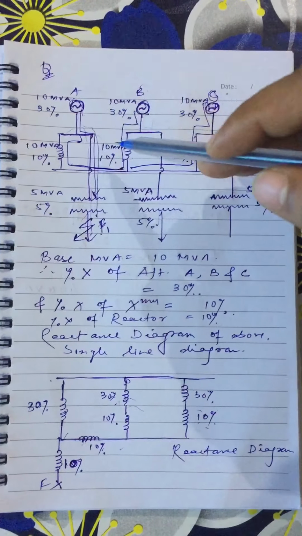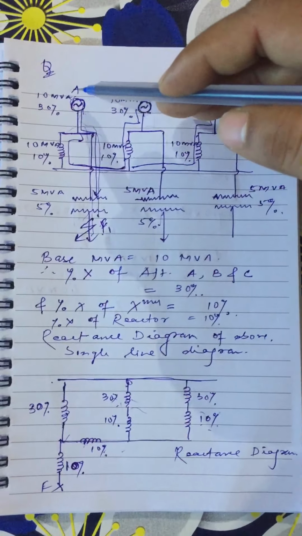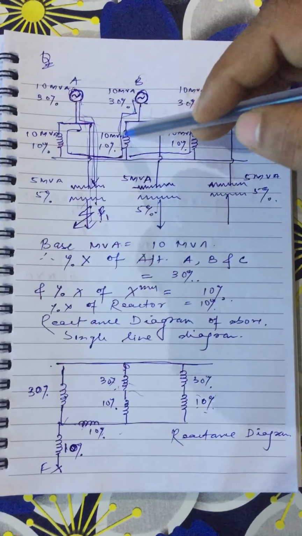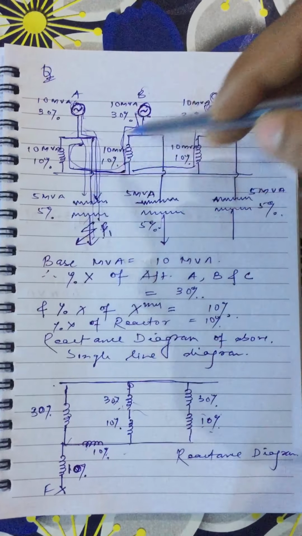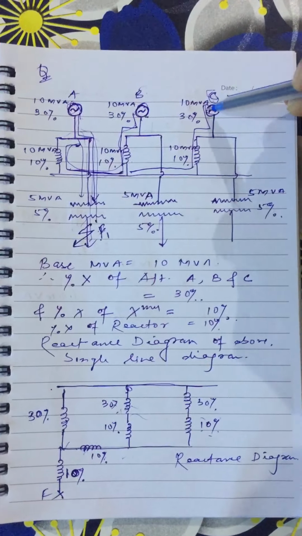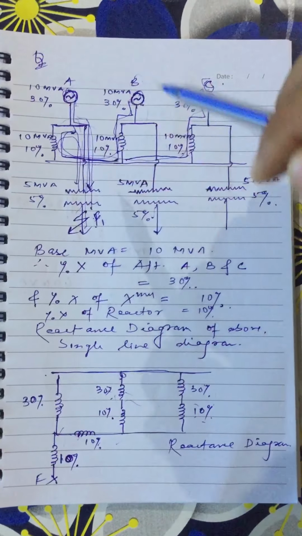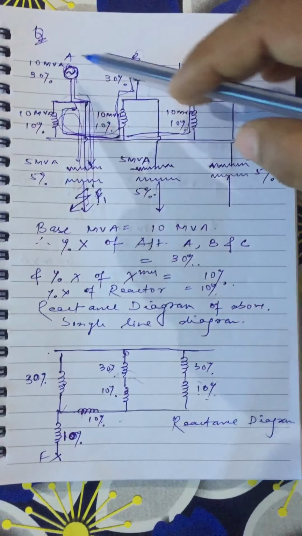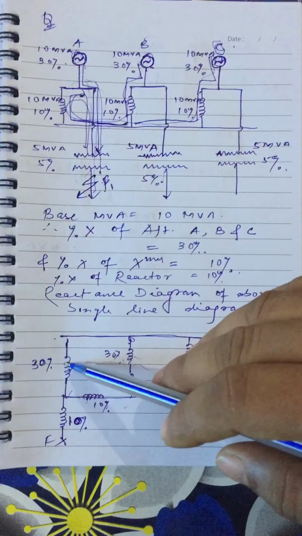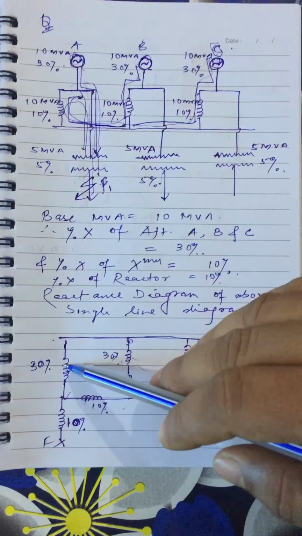Again I want to repeat the direction of the fault current. For alternator A, it will be like this. For alternator B, the current direction will be like this. For alternator C, the fault current direction will be like this. Now we will simplify this into the reactance diagram. Since this is 30%, I have mentioned it here as 30%, and since the fault current direction is like this, this 10% and the 30% will be in series.